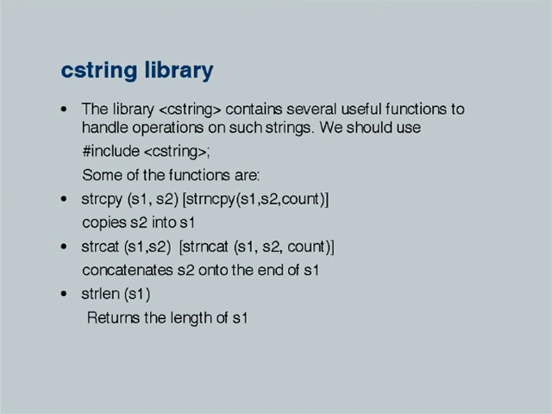Another copy exists called strncpy, where you give a count. That means only that many characters of S2 are copied into S1. There is strcat, or concatenation. This is basically saying that S1 is equal to S1 plus S2. And you have strncat, where S1 is equal to S1 plus the first count characters of S2. So this is partial concatenation. strlen(S1) returns the length of S1.